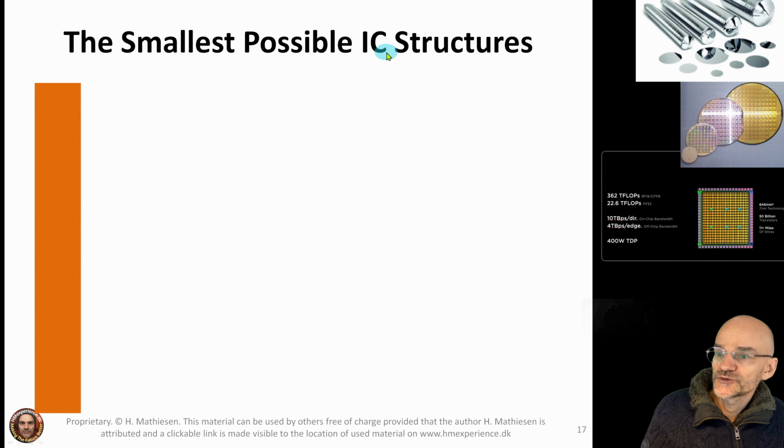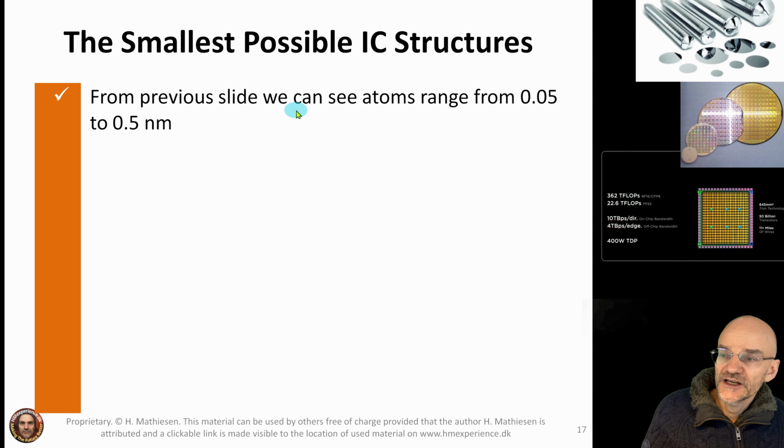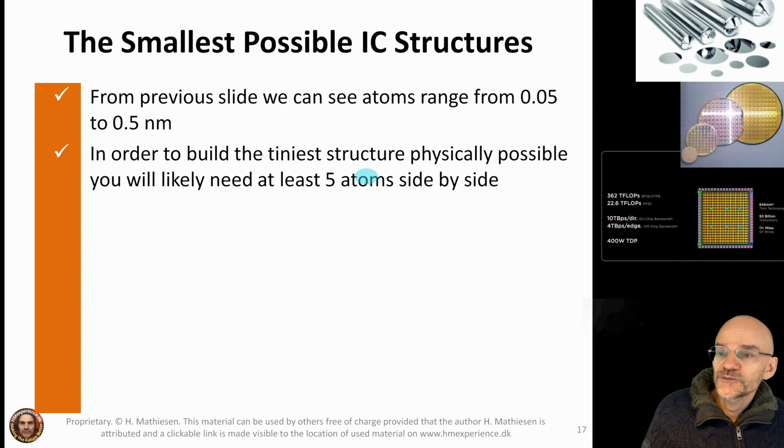What is the smallest possible IC structure? I'd say from the previous slide, we saw that the atoms here range from 0.05 to half a nanometer. It's not because I know it for sure, but I'd say that 5 atoms side by side, that is the minimum we need. We cannot go below that.